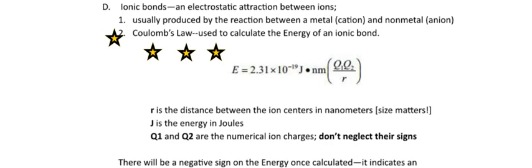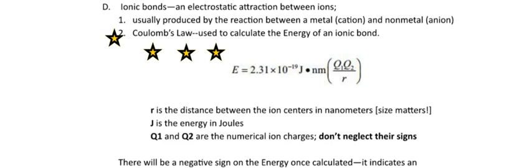So here's the formula. E equals 2.31 times 10 to the negative 19th joules times what? Nanometer. This is one of the few occasions where you don't have to know the meter, you have to know the nanometer. Okay, so write that as a note. You stay in nanometers, or if necessary, you convert it to nanometers, okay?